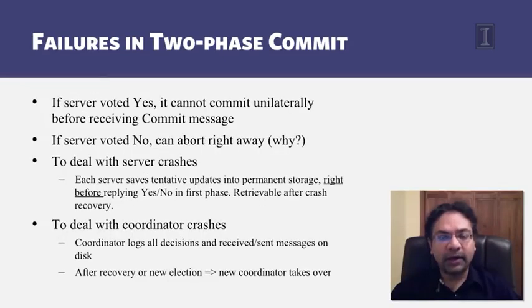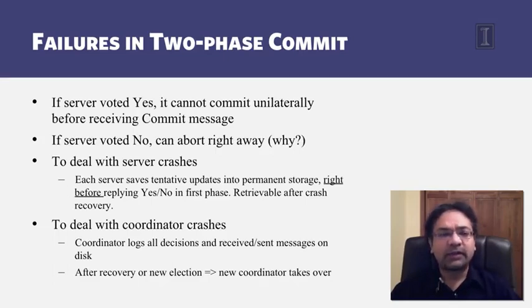How do you handle failures and how do you make sure that correctness is guaranteed? So first, if a server, one of the 13 servers in our case, voted yes, it cannot unilaterally go ahead and commit the updates from the disk into the store or into the database. It needs to wait for the commit message. Why is this? Well, one of the other servers in the group might have voted no or might have failed. In this case, the server might have to abort in the future.